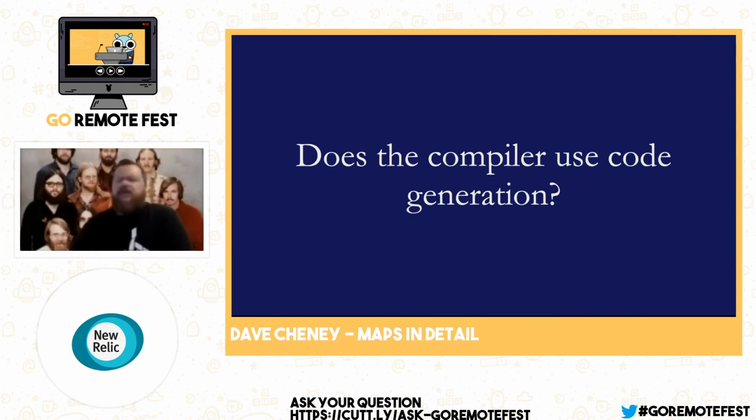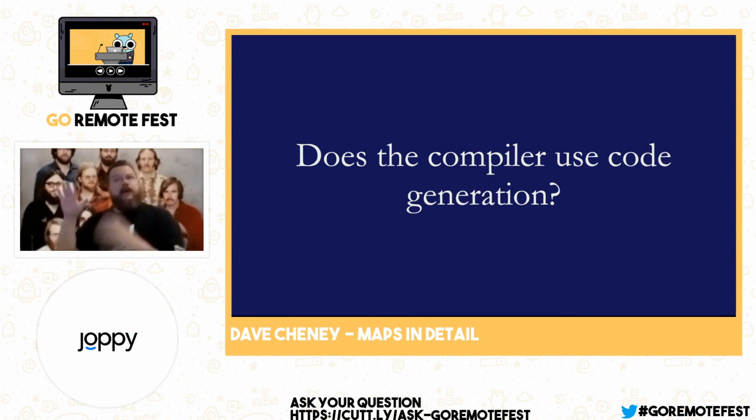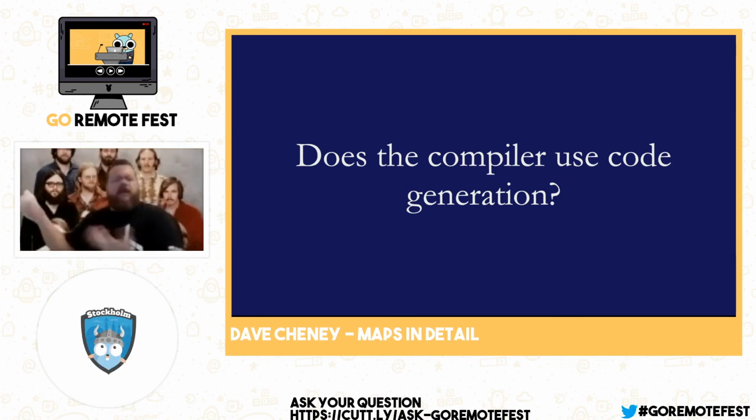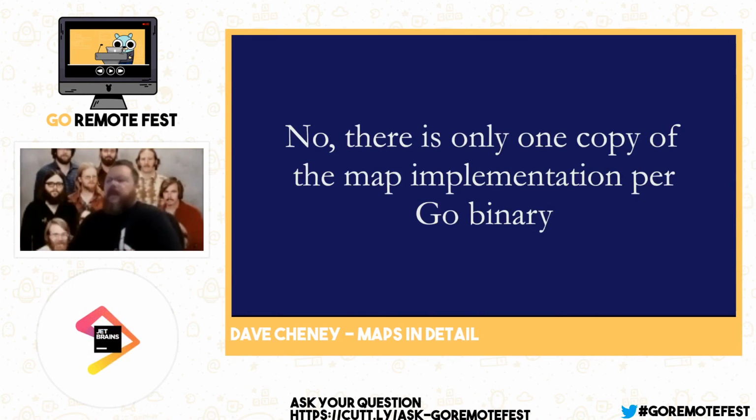Does the compiler use code generation? We saw in the C++ example that every time you have a new map of key and value types, the compiler produces a new map implementation. Is map special in the Go compiler? Does it generate different maps every time, map of string to int, map of string to bool? Does it generate them under the hood for you? No, there is only one copy of the map implementation.